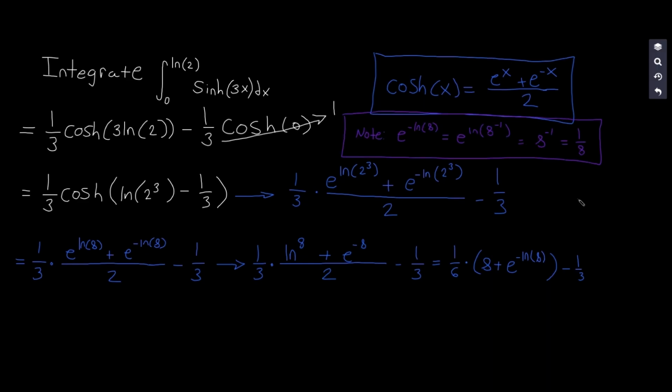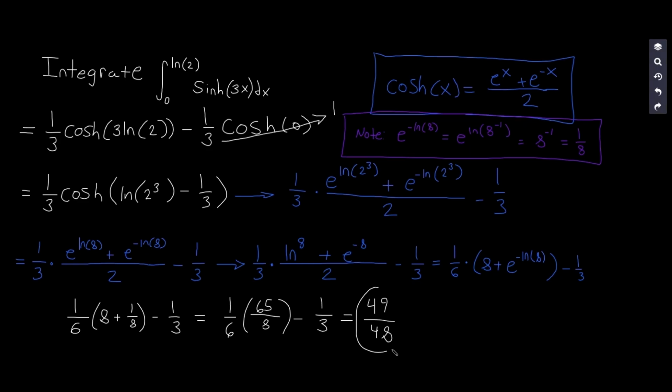My apologies as this overlaps, but note that e raised to the power of the negative natural log of 8 is equal to e raised to the power of natural logarithm of 8, raised to the power of negative 1. And that's equal to 8 raised to the power of negative 1, which is, of course, equal to 1/8. We have 1/6 times 65 over 8 minus 1/3. This is our answer.